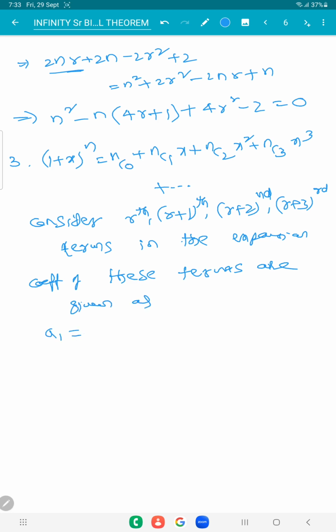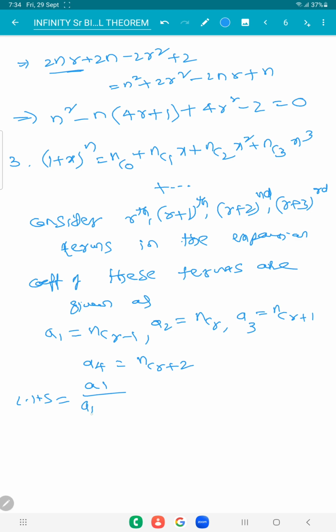a1 is equal to the quotient of the rth term, nCr minus 1. The r plus 1th quotient is nCr. The r plus 2nd term quotient a3, what is that? nCr plus 1. a4 is equal to nCr plus 2. So let us prove this one in two ways. Consider LHS and right side RHS separately. Now I am considering LHS. What is LHS? a1 by a1 plus a2 plus a3 by a3 plus a4.